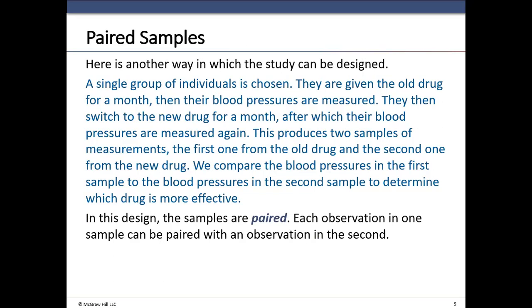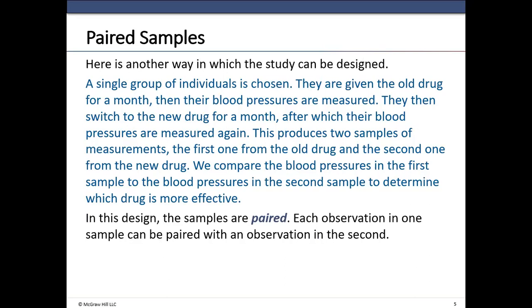A single group of individuals is chosen. They are given the old drug for a month and their blood pressures are measured. Then they switch to the new drug for a month, after which their blood pressures are measured again. Notice in this, the groups of individuals in the two situations, the first month of old drug, second month of new drug, they're the same people.